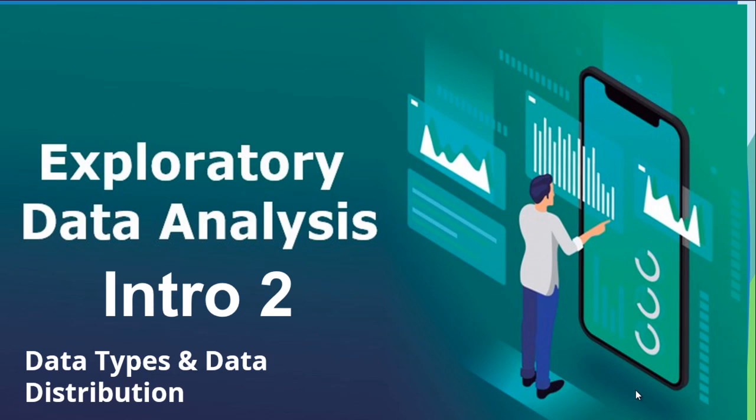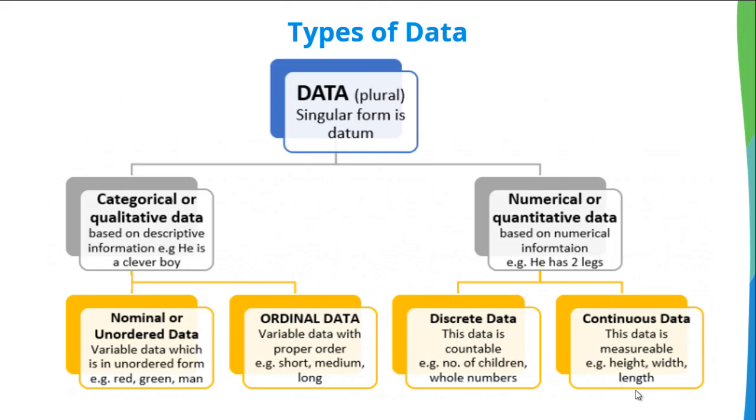We have looked at Exploratory Data Analysis Part 1, where we discussed missing data and data transformation. In this second part, we want to look at data types and data distribution. All right, so let's go ahead. We need to look at what type of data we have and how our data is normally distributed before we go into the practical section.